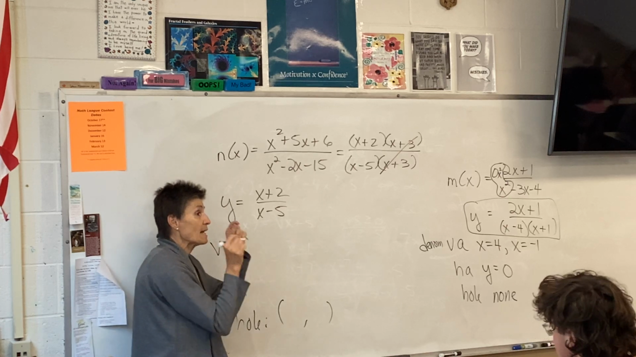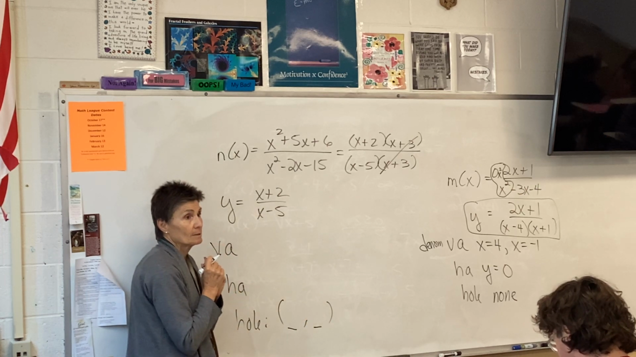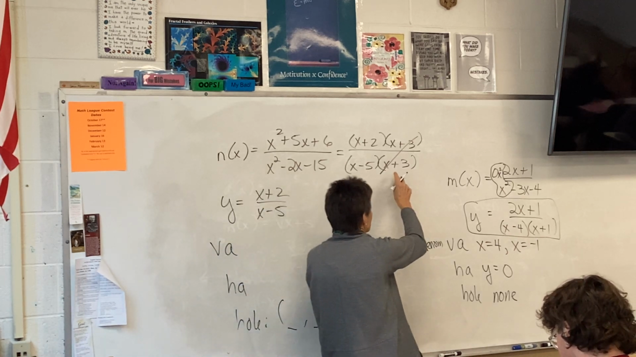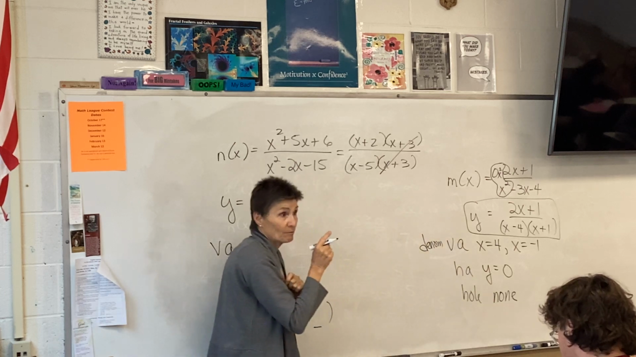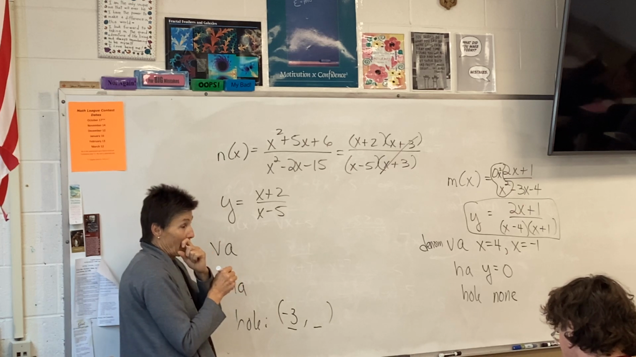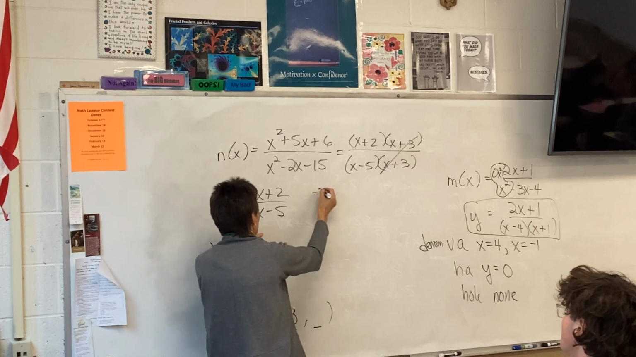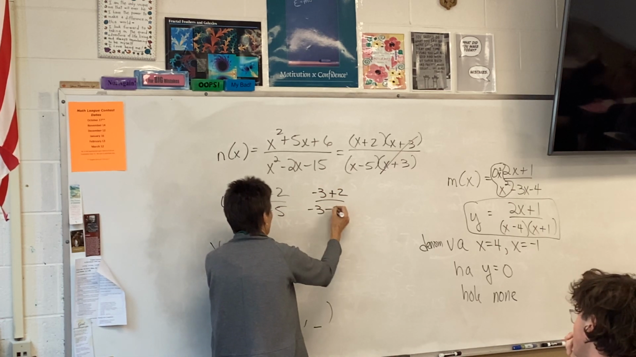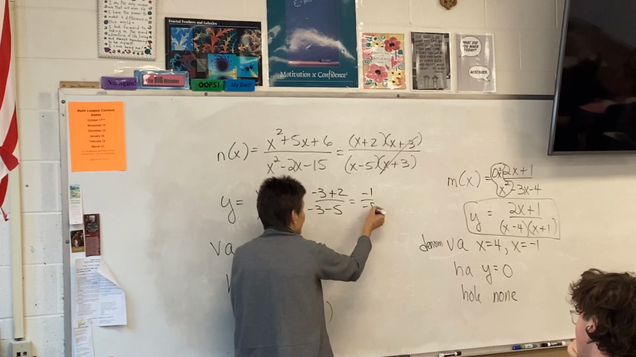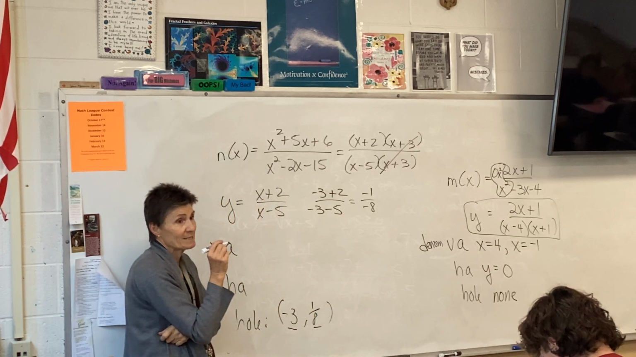Now the hole is a point. You need an x and a y. Okay? So where is the x coming from? What you cancel. Since that's in parentheses, it's going to be negative 3. So my hole is where x is negative 3. And then how do I find the y part? Plug it in right here. So I have negative 3 plus 2 over negative 3 minus 5. Negative 1 and negative 8, which is 1/8. You will have your calculator to help you with arithmetic if you need it.